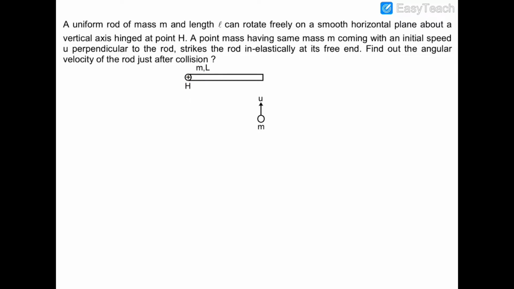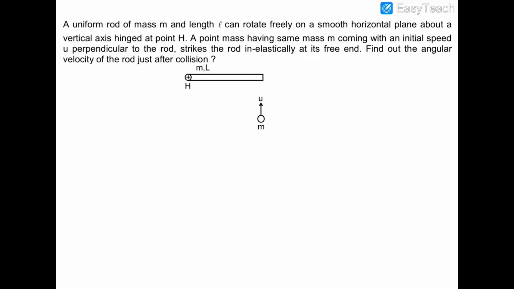So in this first question, you can see that there is a rod which is hinged from one of its ends, and the mass of the rod is M and its length is L. Now this rod is in the horizontal plane, and there is a ball of mass small m which strikes the rod at this end with a velocity u, and it strikes in such a way that it sticks to the rod, which means that the collision is inelastic. So we have to find out the angular velocity of the rod just after the collision.